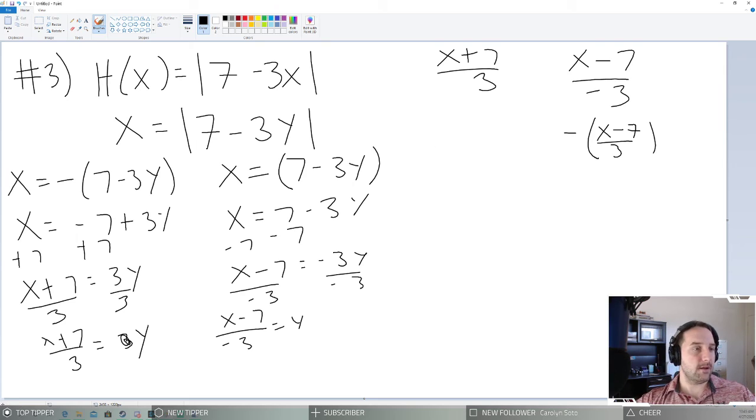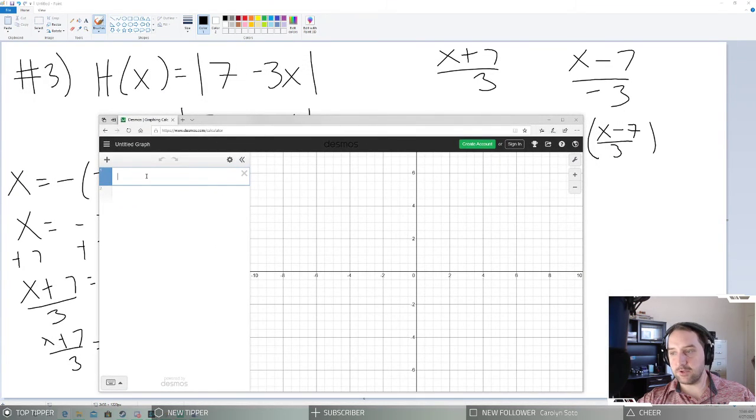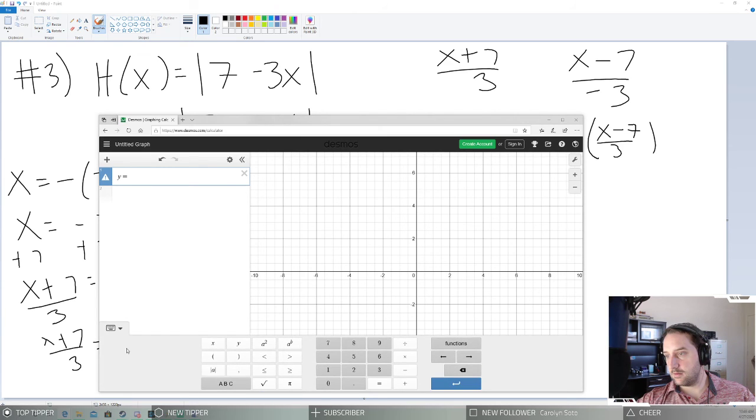So I'm going to visualize it for you guys. Let me show you in Desmos. It'll probably be the easiest way to do this. So let's look at the original. Y equals the absolute value of 7 minus 3x. Okay, so it's this shape that's going to get flipped over the line y equals x.